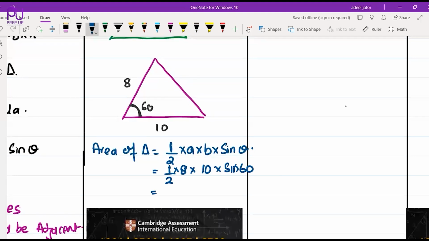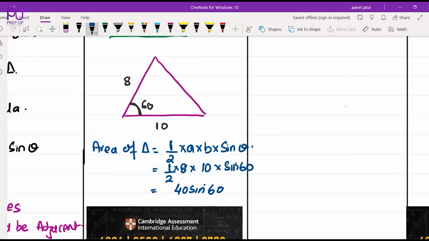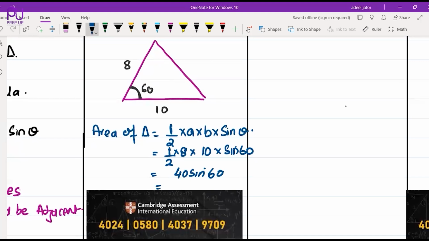So 8 into 10 is 80. 80 divided by 2 is 40 sine 60. Using a calculator, your answer should be 34.6. So this is basically your area of the triangle.